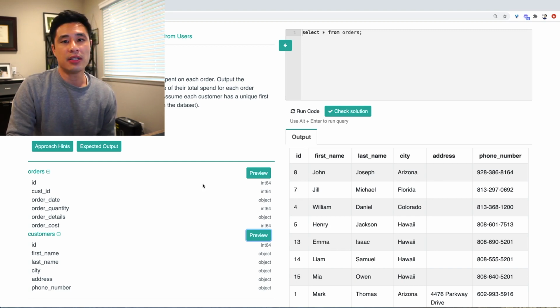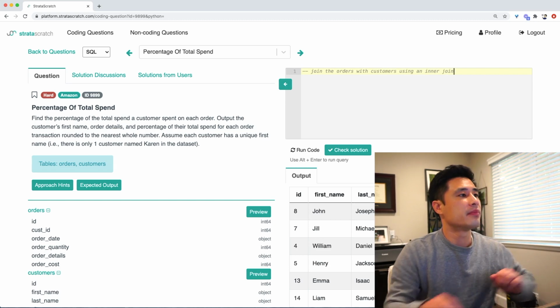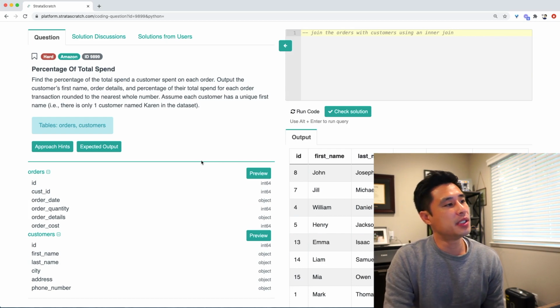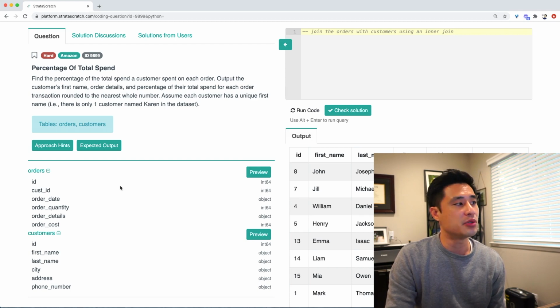So now let's write out our approach to the question. The first thing I want to do is join the orders table with the customers table using an inner join. The reason I can use an inner join is because I want to keep all of the transactions in this orders table, right? But I don't really need to keep all of the customers in this customers table, because I only care about customers that have actually placed an order. So an inner join here would essentially just limit my rows to the customers that have placed an order.